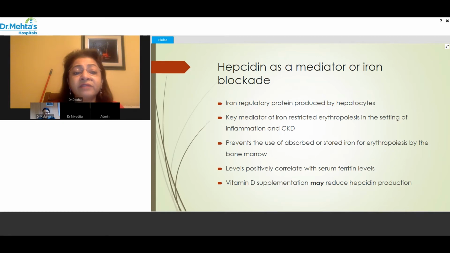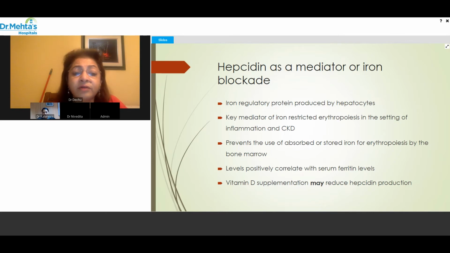And its levels positively correlate with the serum ferritin levels, because as you know, serum ferritin is a marker of inflammation. So higher the serum ferritin levels, higher the hepcidin levels. We don't always measure hepcidin levels.